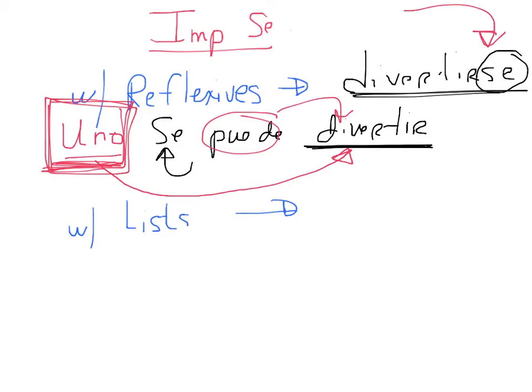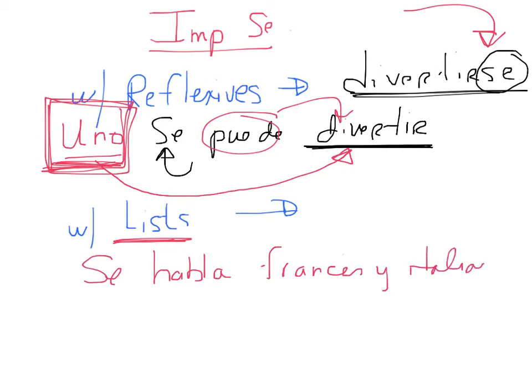The other thing with impersonal se that we have to be careful of is when we have lists of objects. For instance, if you want to say that French and Italian is spoken here: Se habla francés y italiano. This is a little sticking point, a little thing that adds up to be important in the long run.